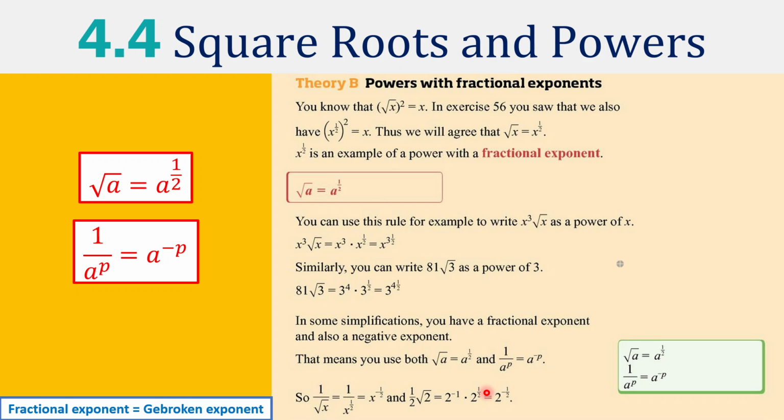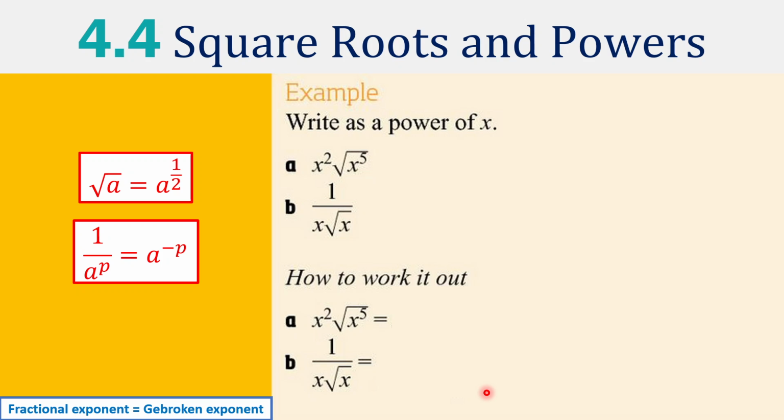This is weird, right? Let's practice it a bit more. Write as a power of x. So x squared root x to the power of 5. X squared I'm happy with, that's already a power. So we have to take a look at the root of x to the power of 5. And remember, previous theories discussed that if you take a root of a power, that's the same as dividing the exponent by 2, right? So I can immediately write it.